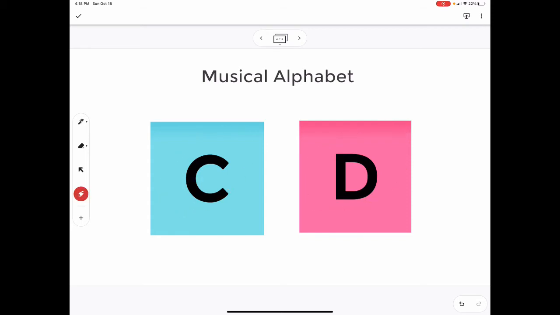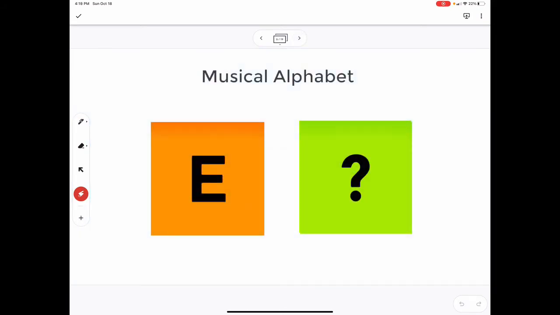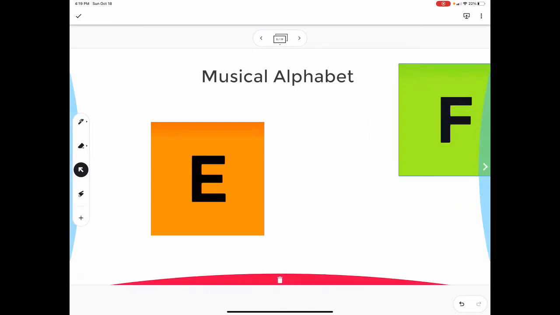Pretty simple, right? All right. So the next one is, what letter name would come after E? Well, use your music alphabet, which is your most powerful tool. A, B, C, D, E, F. And don't be shy about using your musical alphabet to figure out the answers. Okay, so the letter that comes after E is going to be F.